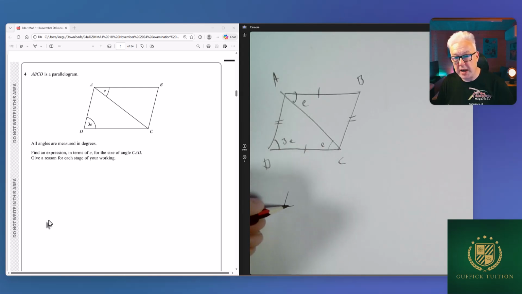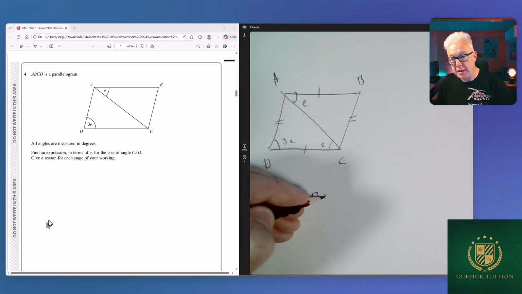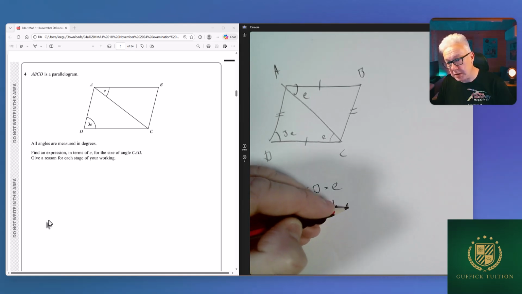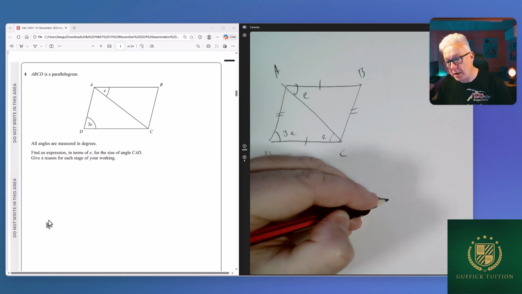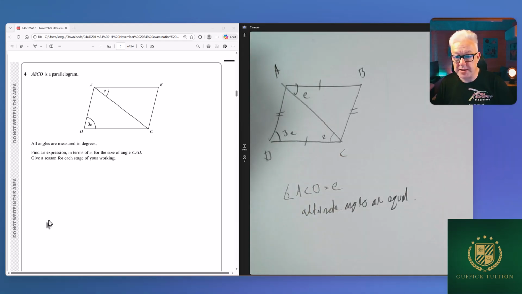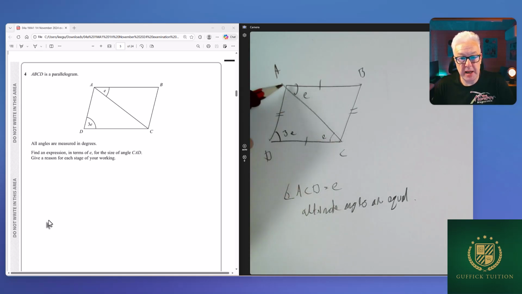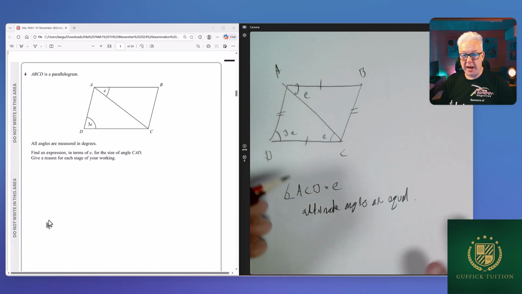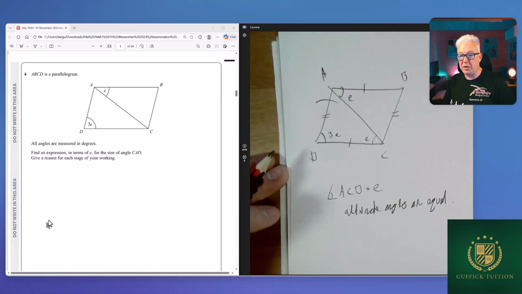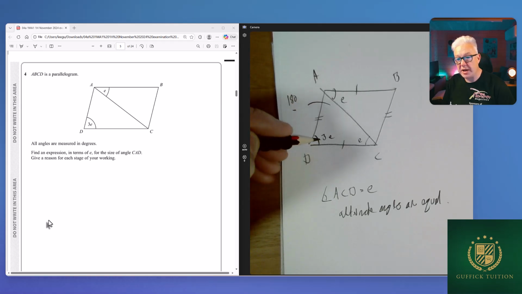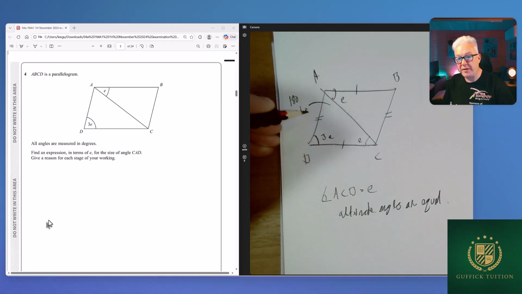So let's write down that the angle ACD is equal to E, and that's because alternate angles are equal. Okay, so that's how we know that that is E down there. The whole point is to find an expression for angle CAD. So this angle up here, because angles in a triangle add up to 180, must be 180 degrees, take away 3E, take away E, so take away 4E.